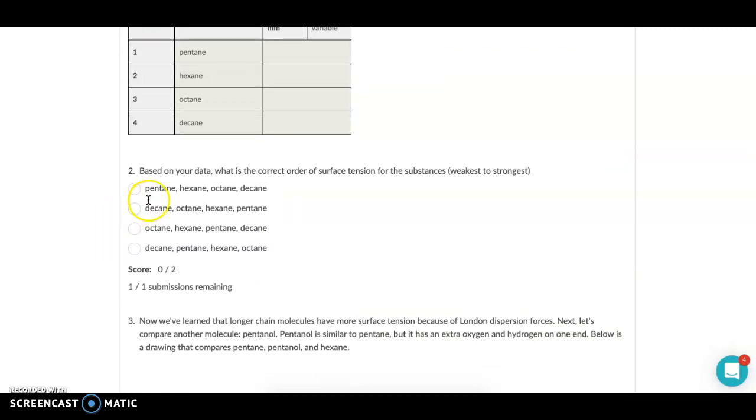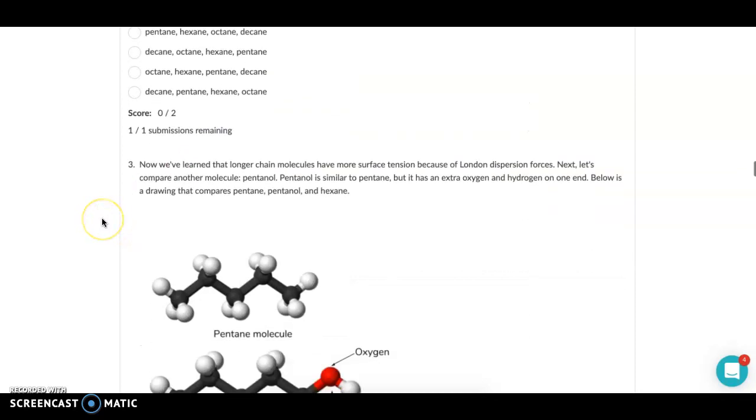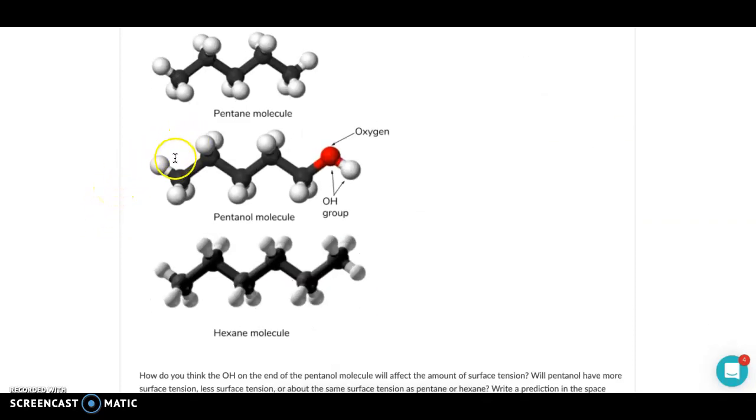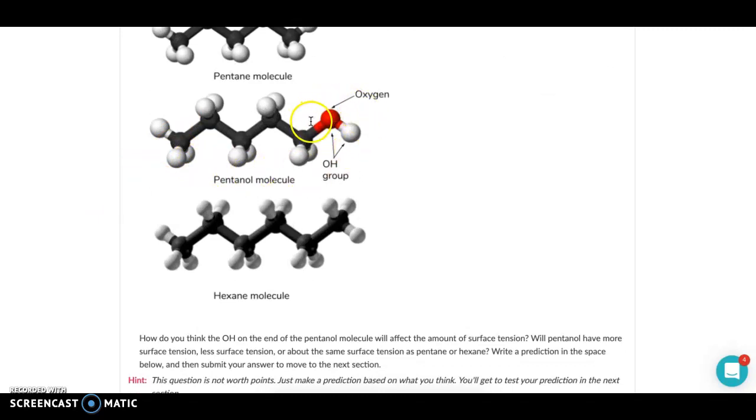So use your data that you collect to then answer this question number 2. And as we move down here, we have pentane, pentanol. So now we're getting into not just London dispersion forces, but dipole-dipole interactions.